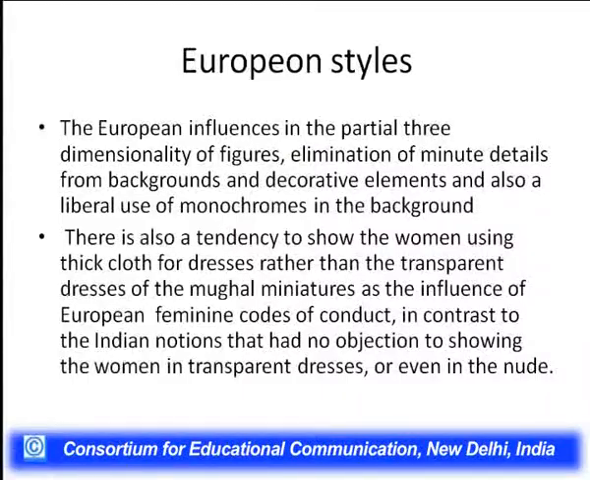There was also a tendency to show the women wearing thick cloth for dresses rather than the transparent costumes in which they were shown in the miniature paintings of the medieval and early modern period. So while the dresses of the Mughal miniatures were copied in many paintings, now there was no transparency shown. The cloth was thick, in conformity to the Victorian mindset, which did not regard showing a woman's body as a matter of virtue.